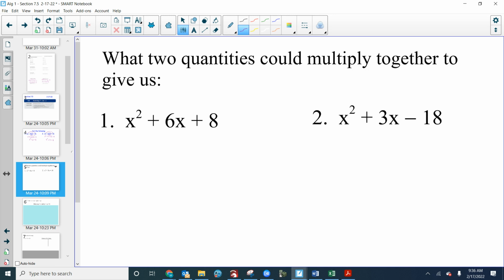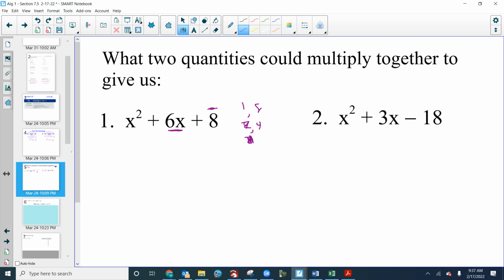I apologize. Okay, what two quantities multiply together to give us this? Okay, it's just what we did. What multiplies together to give you 8? Okay, it could be this. It could be this. It could be what? I'm thinking 2 times 4, and that's it, right? Okay, I was thinking adding there. Okay, which one of these adds up to 6? 2 and 4? Yeah. Because 1 plus 8 is 9, right?